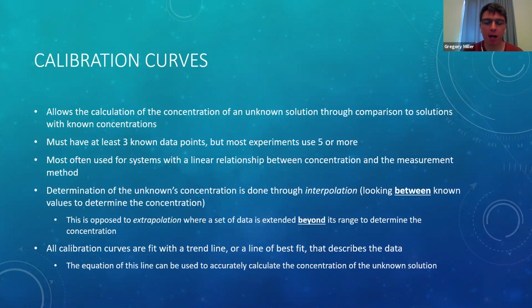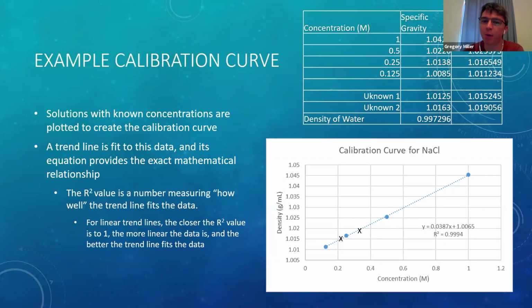So once you fit your calibration curve with a trend line, there should be PowerPoint slides up in the web courses module that walk you through step by step how to do this in Excel and how to make this trend line or line of best fit, get its equation, and do all of the calculations. And I'll show you an example here in a minute. So we can use that equation to accurately calculate the concentration of our unknown. Here's how we do that.